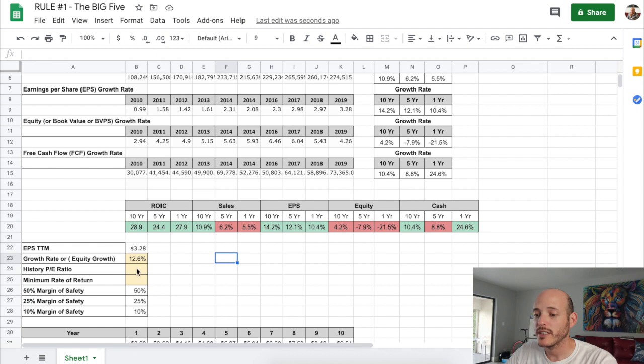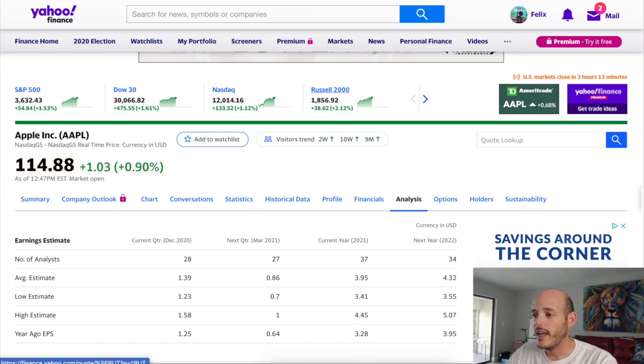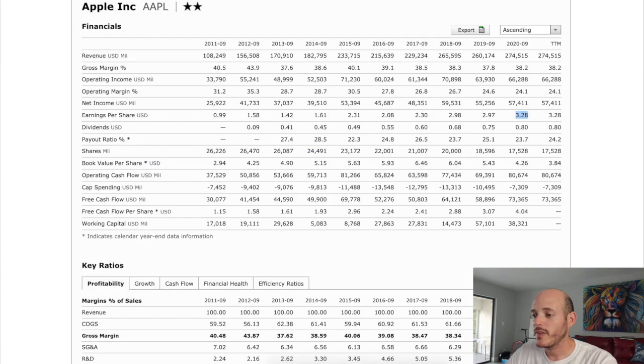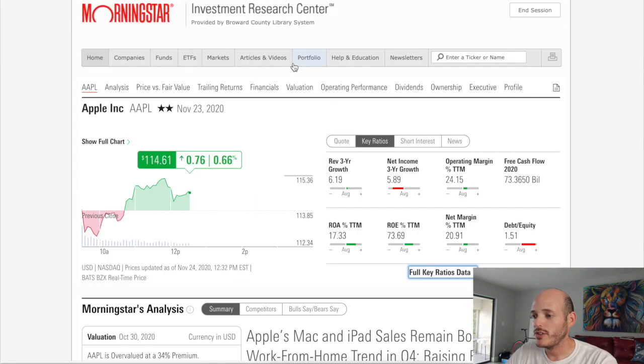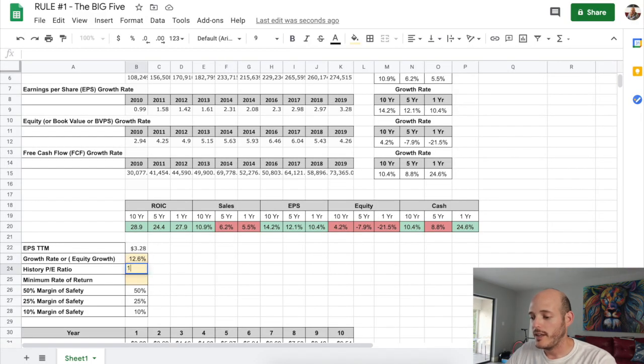And then historic PE, we just look at the 5-year average PE. So we're going to go back here to Yahoo. And actually, we go to Morningstar and then go to valuation. And you can see here the 5-year earnings PE is around 18. So we're going to put 18 in there. And then the minimum rate of return, Phil Town likes a minimum rate of return of about 15%. So we're going to put 15% there.